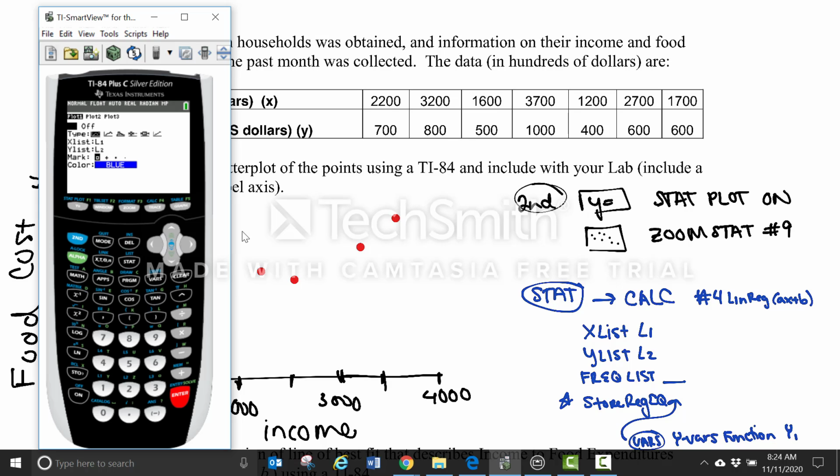And then you want to do zoom 9. Sometimes you can do zoom 9 from here. I usually do second mode and quit out. I go and make sure there's nothing left over in my y equals from a different day. And then I go back out and hit zoom 9. And there's my scatter plot.